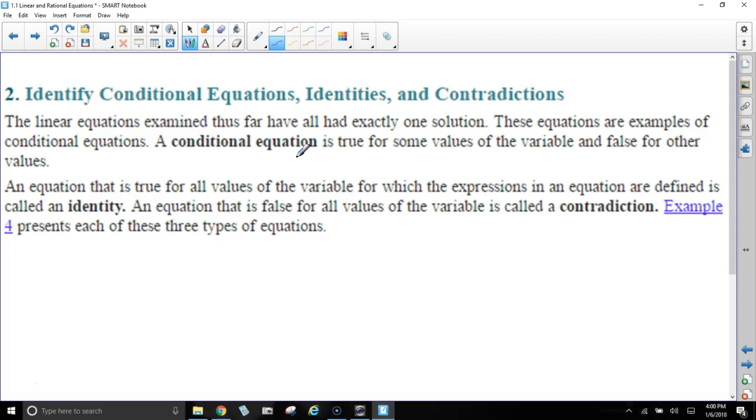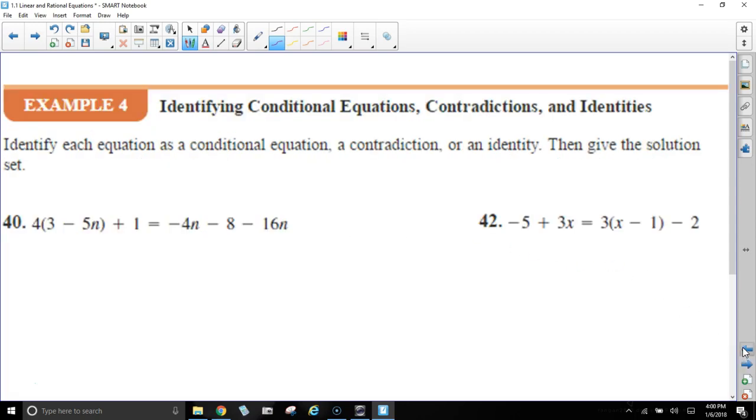For example, on example 2, we got that the value for t was 110. That makes the equation true. For any other value for t, it makes the equation false. That's the condition. An equation that's true for all values of the variable is called an identity, and an equation that is false for all values of the variable, there is no solution, is called a contradiction. Okay? So we're going to look at those different types in example 4.